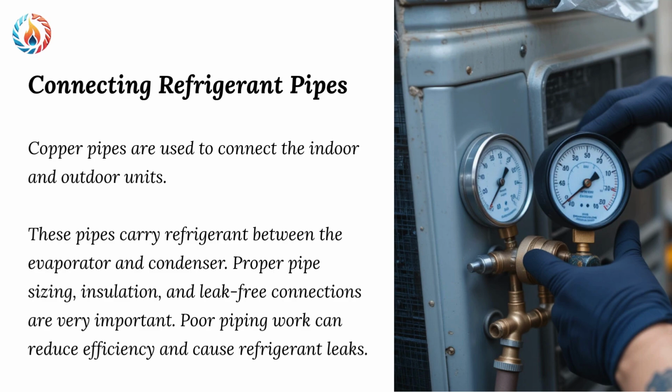Connecting refrigerant pipes. Copper pipes are used to connect the indoor and outdoor units. These pipes carry refrigerant between the evaporator and condenser. Proper pipe sizing, insulation, and leak-free connections are very important. Poor piping work can reduce efficiency and cause refrigerant leaks.